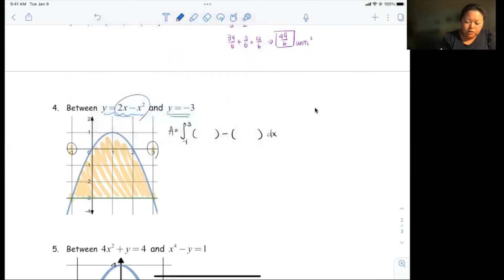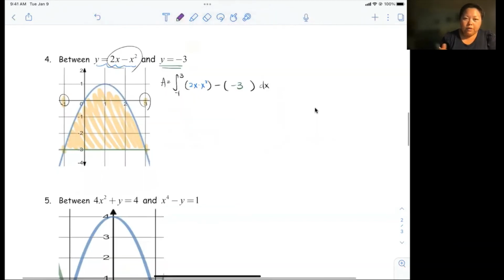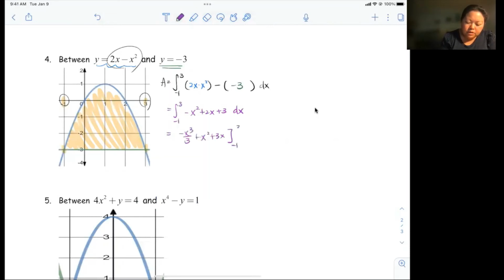All right, your top function was 2x minus x squared. Your bottom function was a -3, okay? So now I'm going to clean this up before I work this out. I get -1 to 3, highest power is -x squared, plus 2x, plus 3 dx. And now I'm ready to take the antiderivative of this function. So -x cubed over 3 plus x squared plus 3x evaluated -1 to 3.